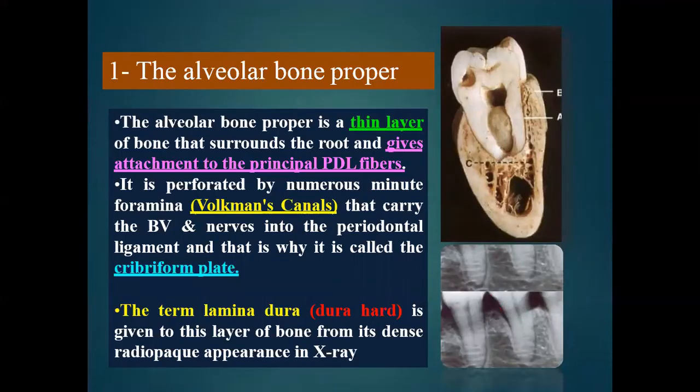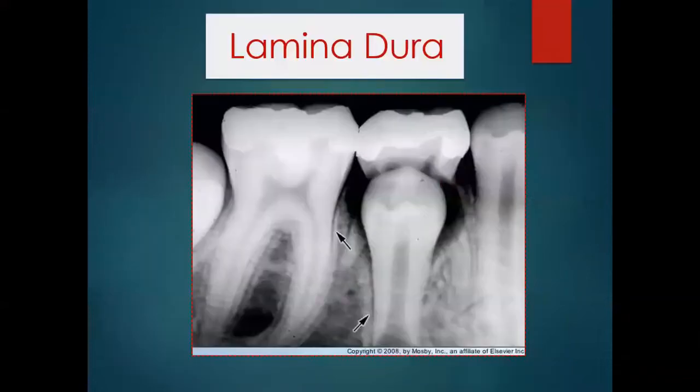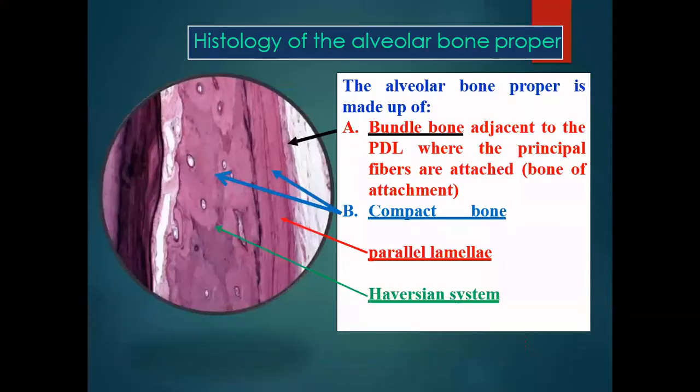Coming to the alveolar bone proper, it is a thin layer of bone that surrounds the root and gives attachment to the periodontal fibers. It is perforated by numerous minute foramina called Volkmann's canals that carry the blood vessels and the nerves into the periodontal ligament. That is why it is called the cribriform plate. The term lamina dura is given to the layer of the bone that forms the dense radio-opaque appearance we see in the X-ray. We will discuss it later in the class. So this is the lamina dura.